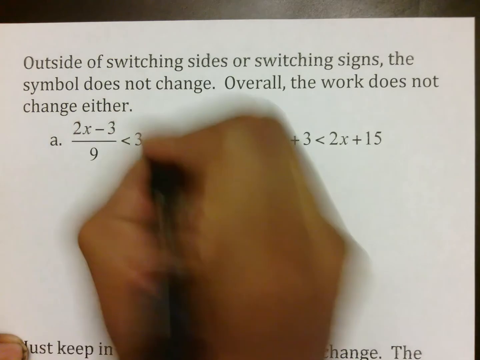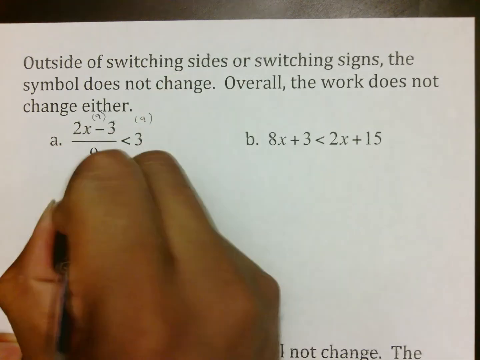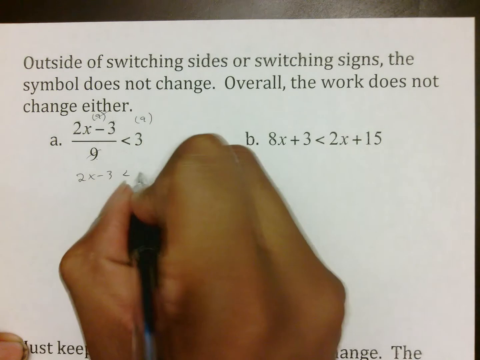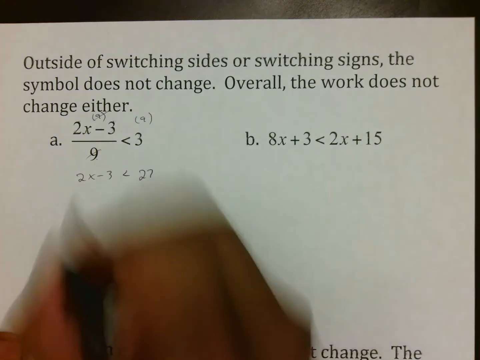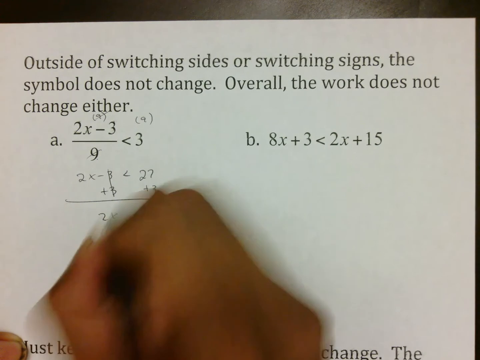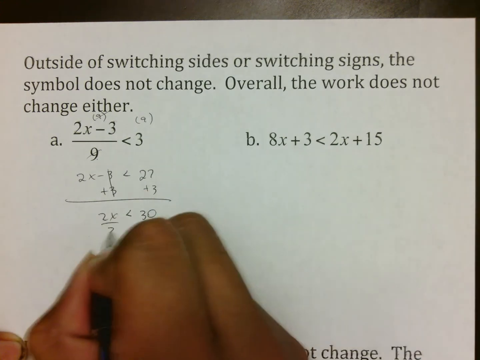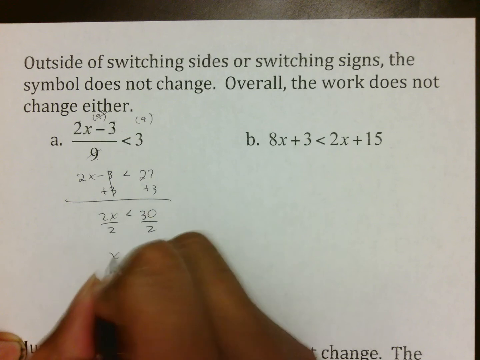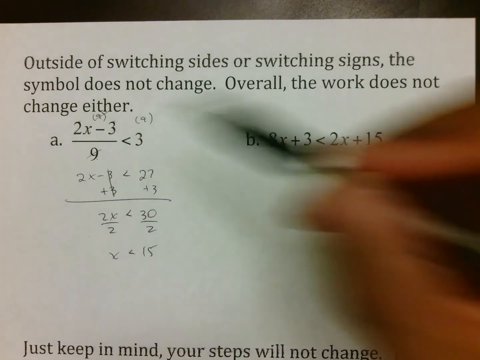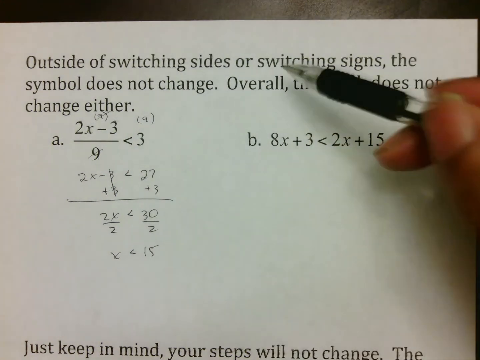So if we were working out this problem, we have a 9 on the bottom. We multiply both sides by 9. We bring down 2x minus 3. Notice the sign doesn't change. We bring down 27. We add 3 to both sides. That cancels. 2x comes down. Notice again, the sign doesn't change. We bring down 30. When dividing by 2, that is not a major shift. We just end up with x is less than 15. And again, notice the sign does not change unless I am switching signs or switching sides.